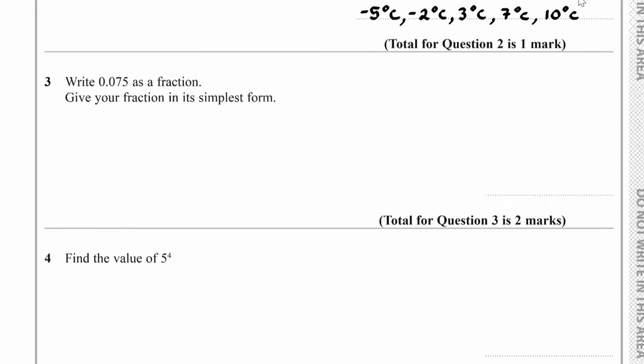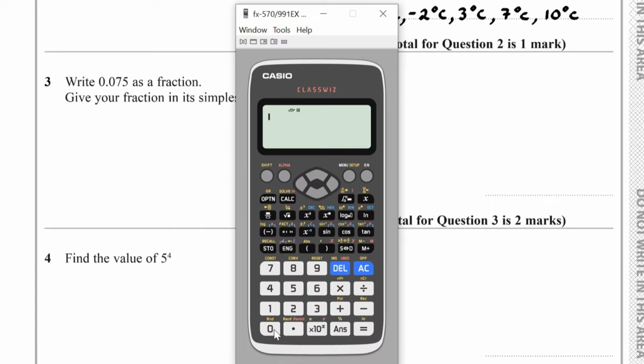Question number 3. We have to write 0.075 as a fraction. Give your answer in its simplest form. Well, in our calculator, if we type in 0.075, we get 3/40. Our calculator simplifies the result for us. So we have 3/40.